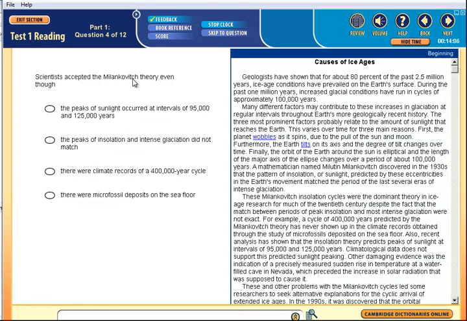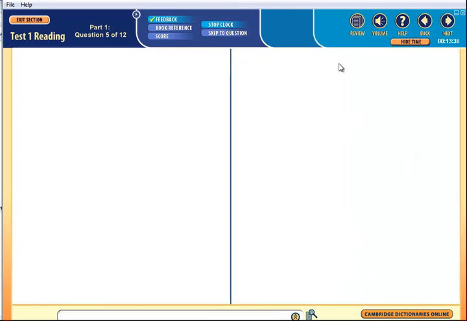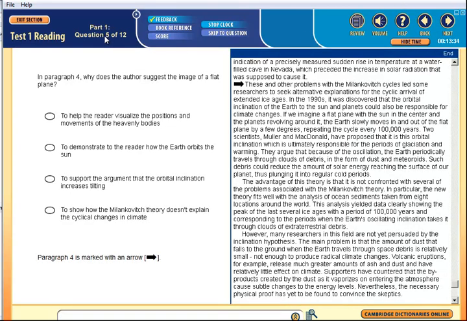Scientists accepted the Milankovitch theory even though that's key there, so Milankovitch were the dominant theory despite the match between periods was not exact. So despite this, peaks of insolation and glaciation did not match. Boom. Alright, that's 5 of 12. We're doing okay for time.